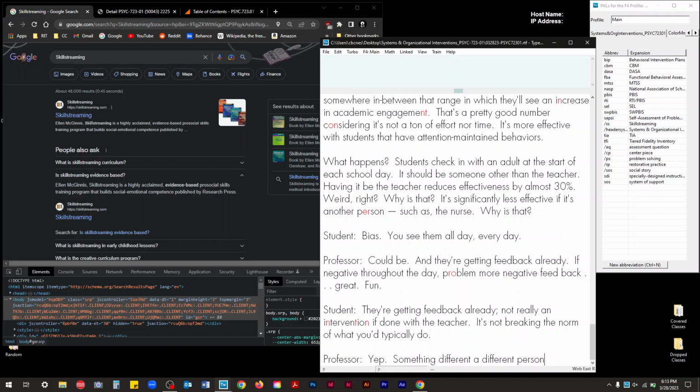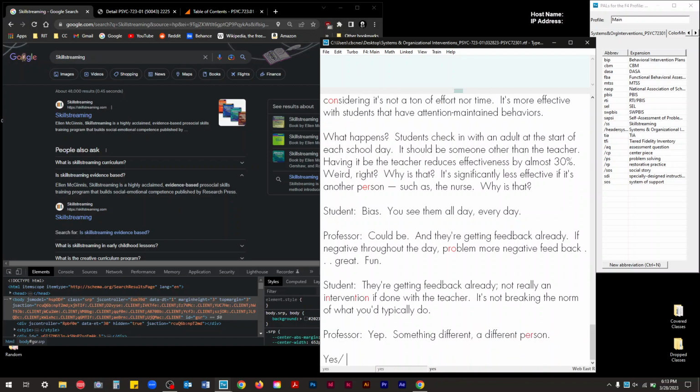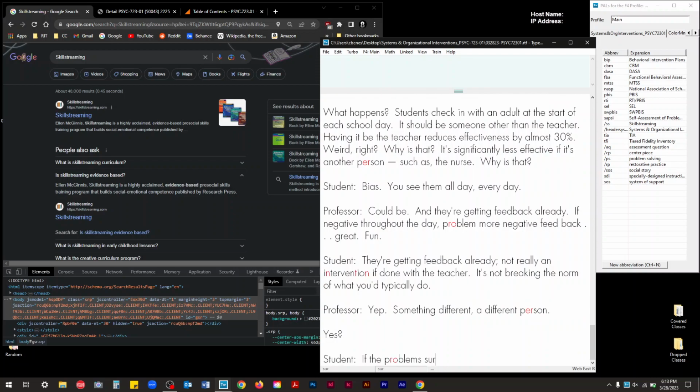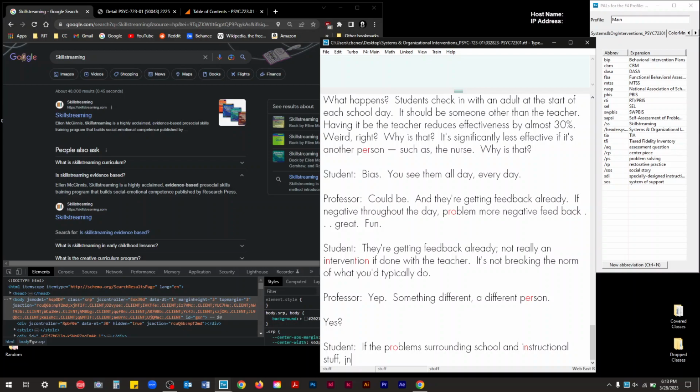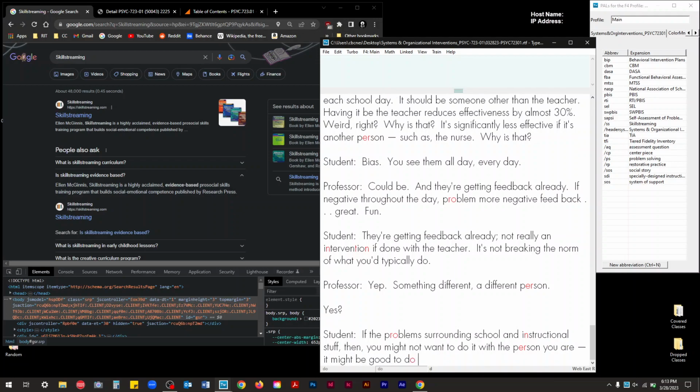I was thinking if the problems surround school and instructional stuff, then you might not want to do it with the person that you're having that issue with. It might be good to have trust built outside of instruction. So all of those are probably good reasons why it goes down in effectiveness.